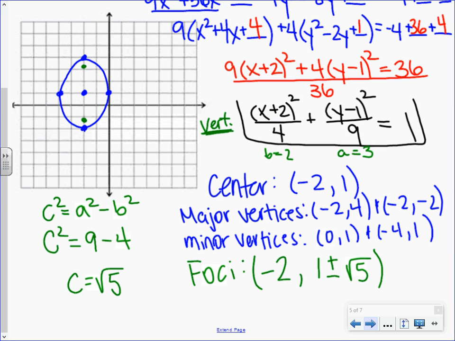Okay. What do you think? Oh, we could, yeah. If I asked for eccentricity, what would it be, Colby? Radical 5 over 3.